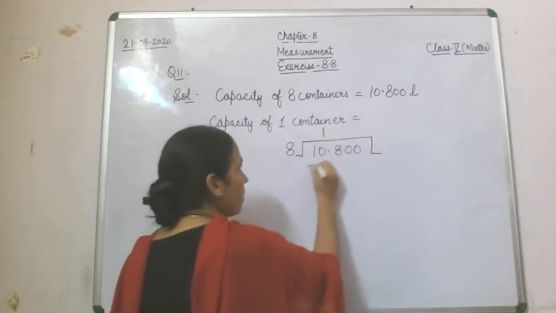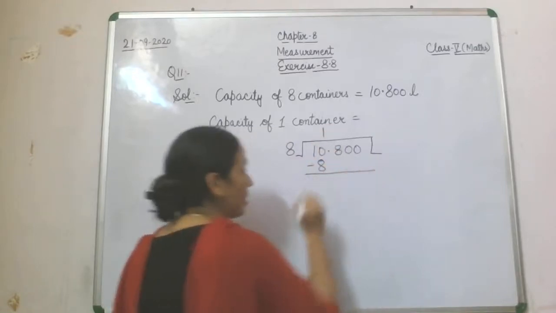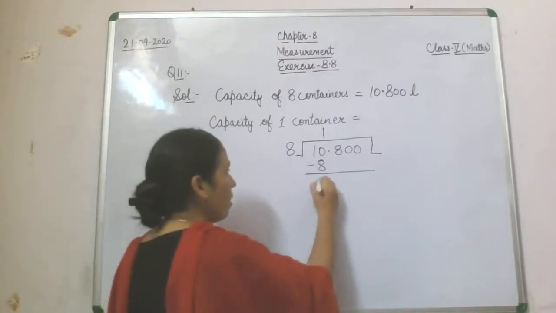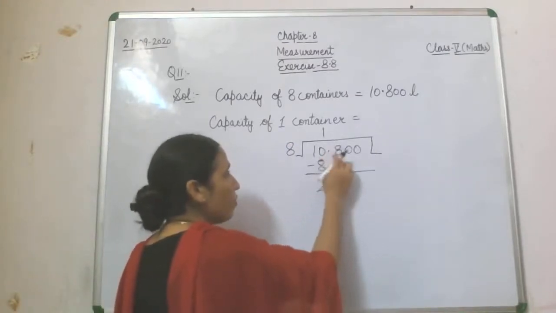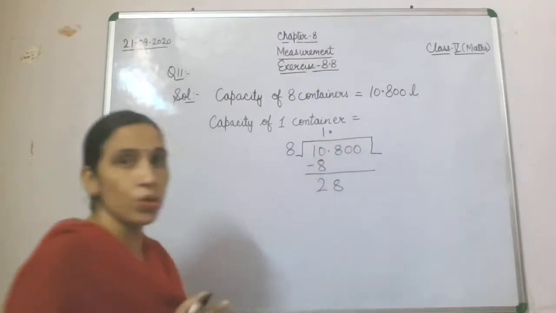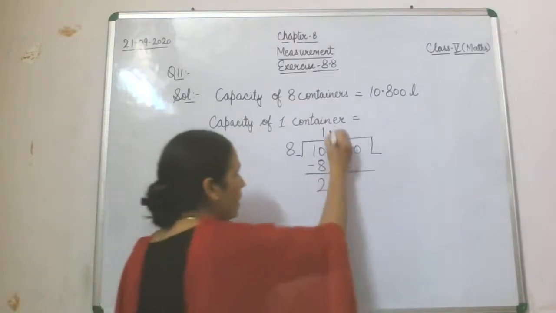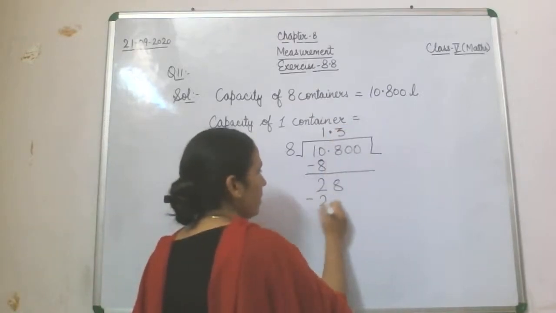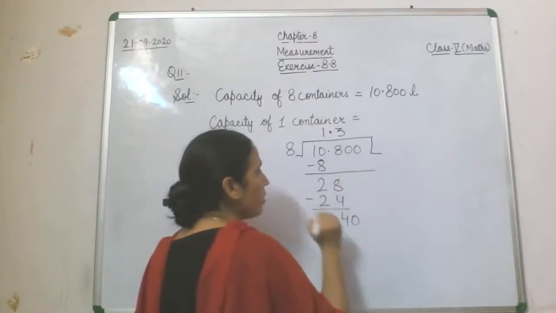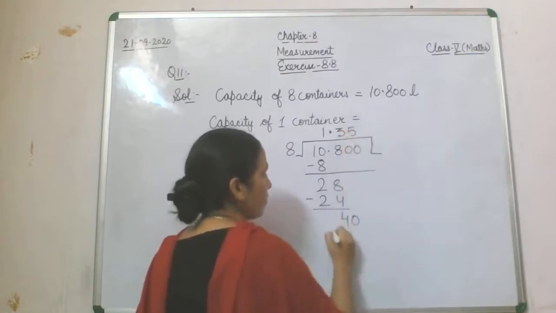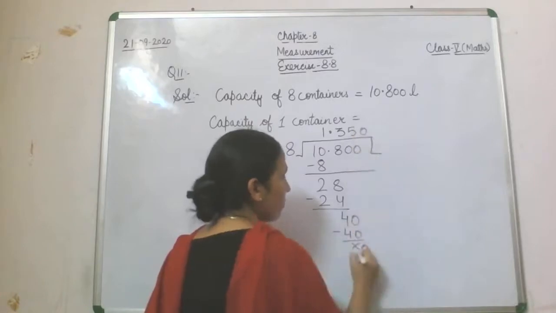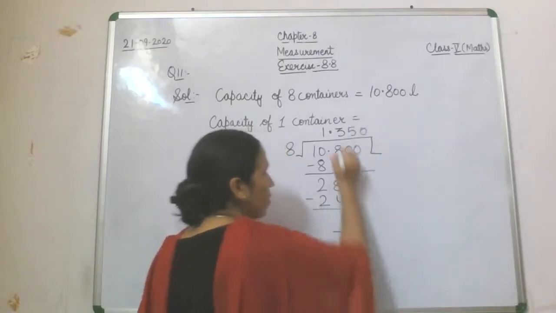Now 8 ones will be 8. What is remaining here? 10 minus 8, that is 2. Now what will get down? Before 8 will get down, we have a decimal. That decimal will go into the quotient. Now 8 threes will be 24. Now 4 will be remaining. 0 will get down. Now 8 fives will be 40. Now we have been left with a 0. 8 zeros will be 0.